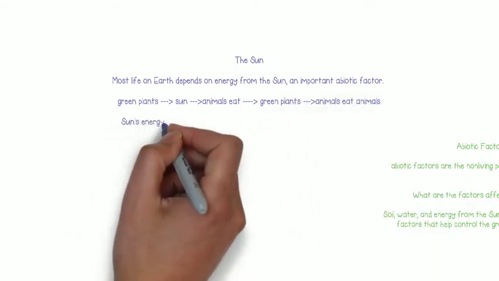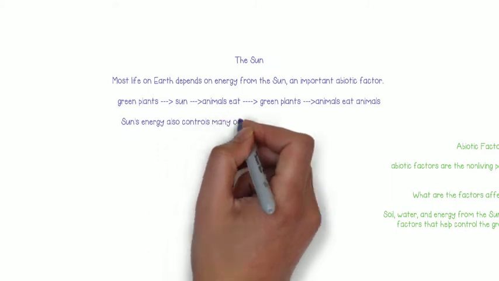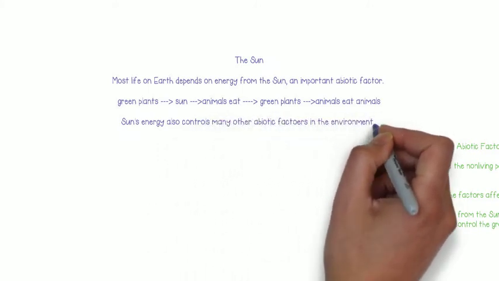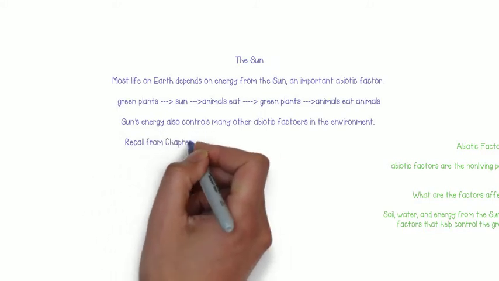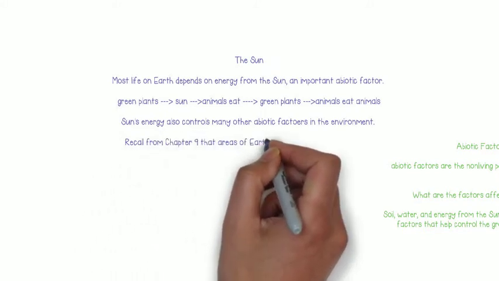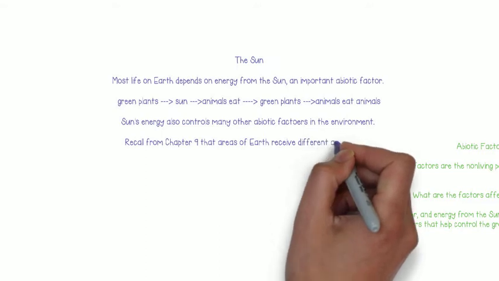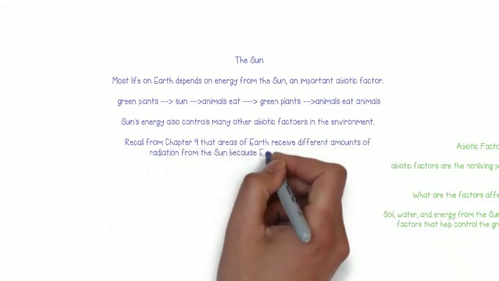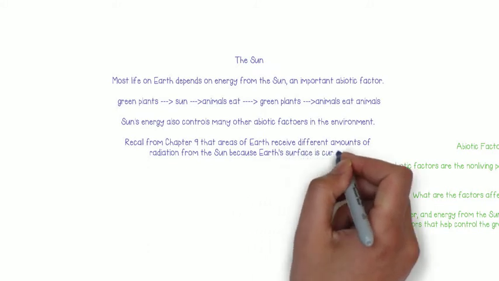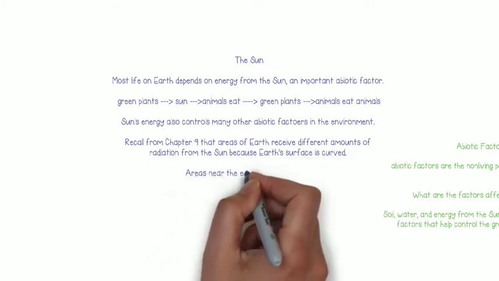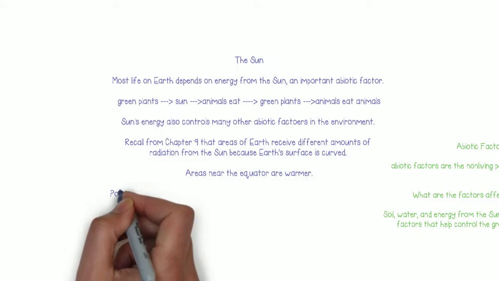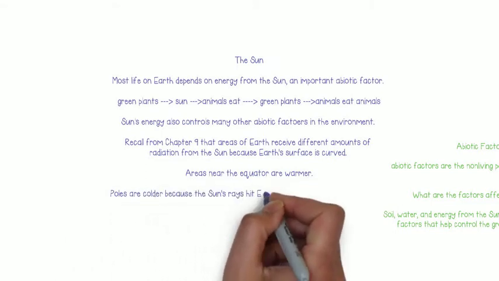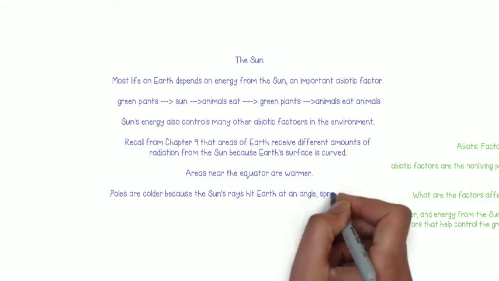Recall from chapter 9 that areas of Earth receive different amounts of radiation from the sun because the Earth's surface is curved. Figure 2 shows how rays of sunlight hit the Earth at a low angle at the equator. This causes the land areas along the equator to be among the warmest places on Earth, and life is abundant. The poles are colder because the sun's rays hit Earth at an angle, spreading the heat. There are fewer organisms at the poles due to the harsher climate.